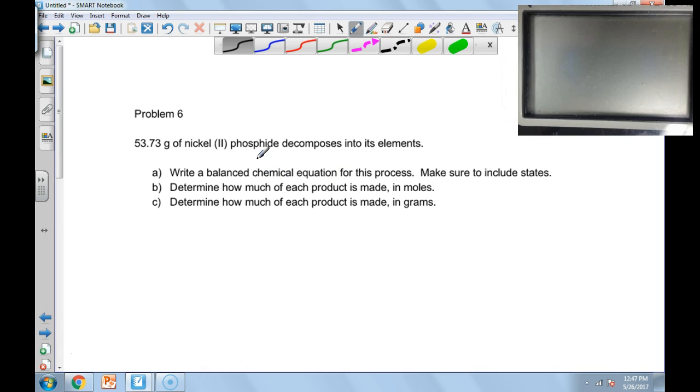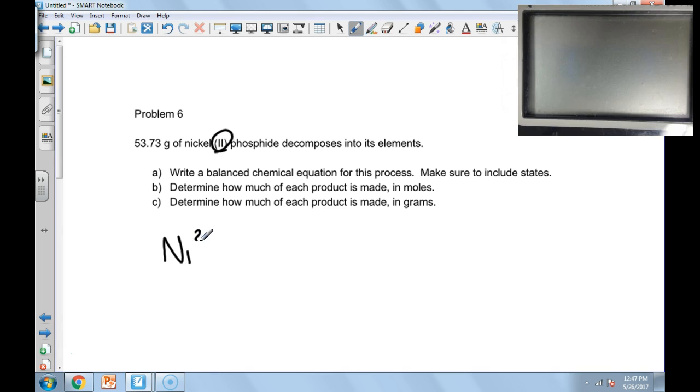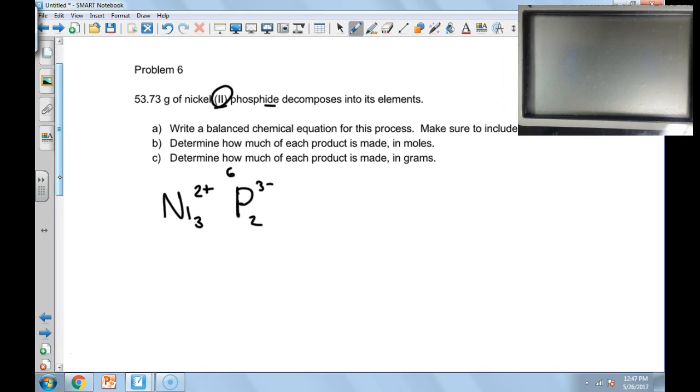Now, we're not going to necessarily worry about balanced yet, or about including states, but we need to be able to write the formulas of this compound. And so nickel is Ni, and that means it's nickel 2 plus. And then phosphide, remember if it ends in IDE, it's just the element, and that's 3 minus. What is the least common multiple between 2 and 3? It's 6. So this is going to be 3, and this is going to be 2. So nickel phosphide is Ni3P2.